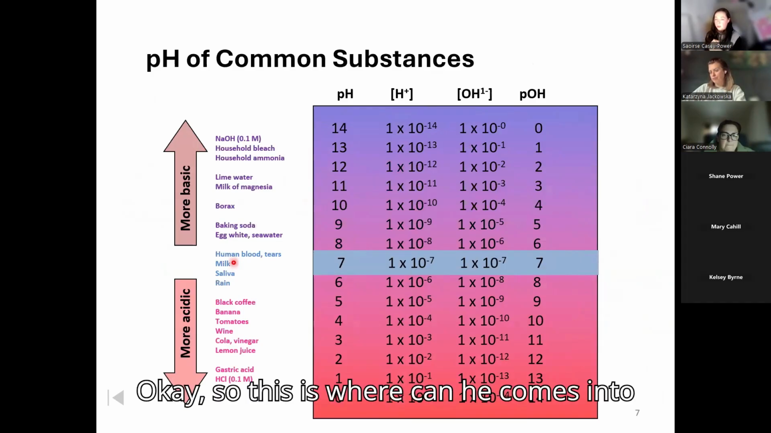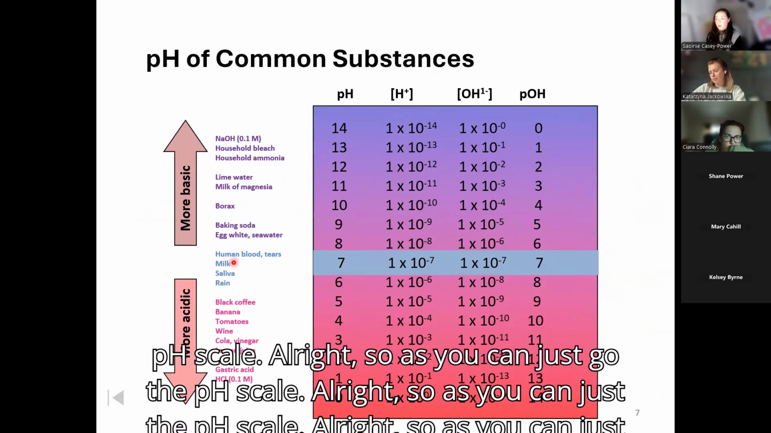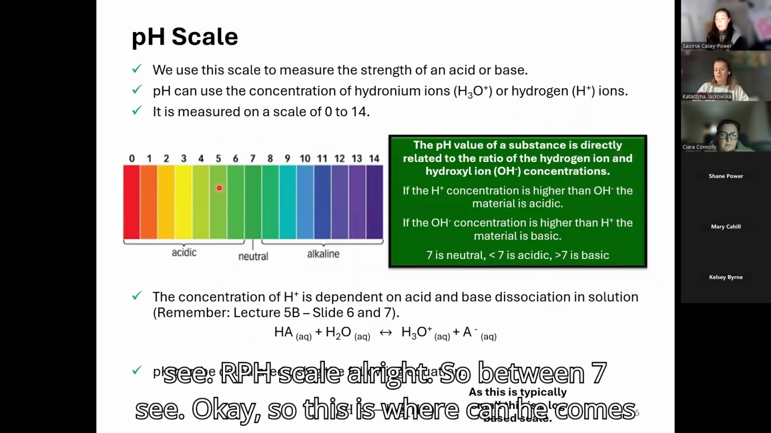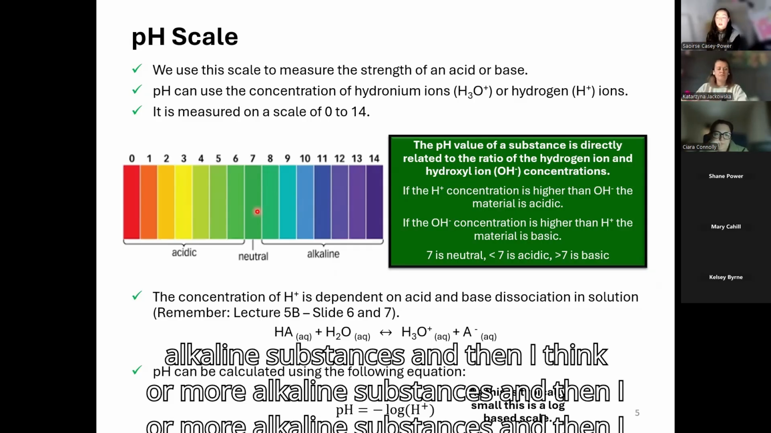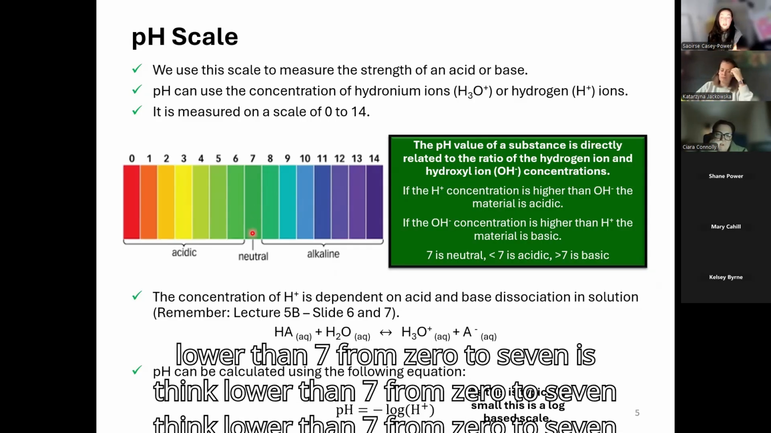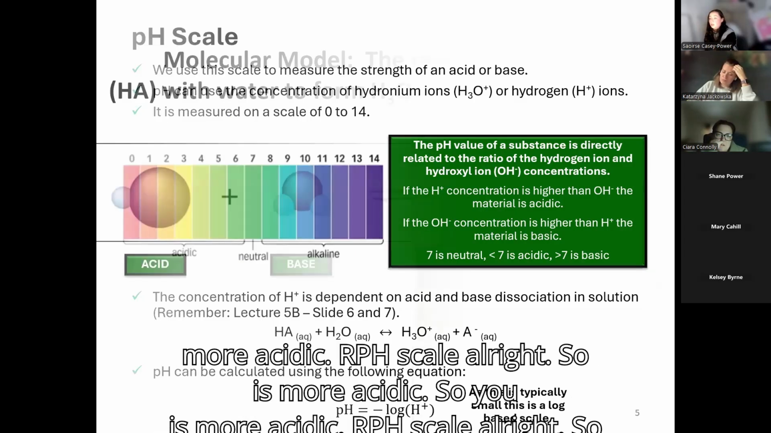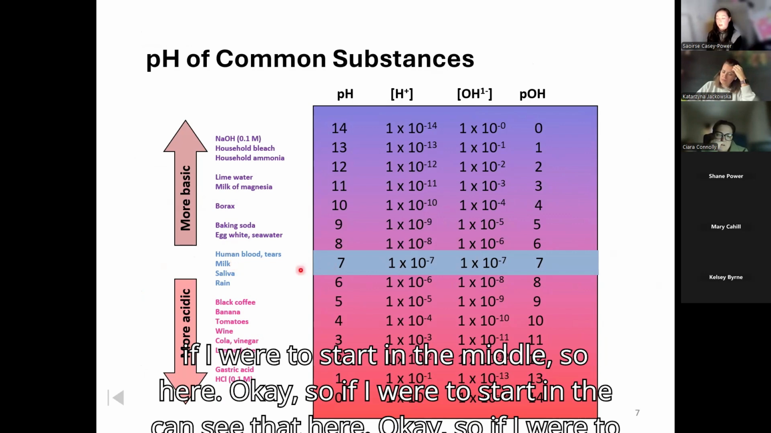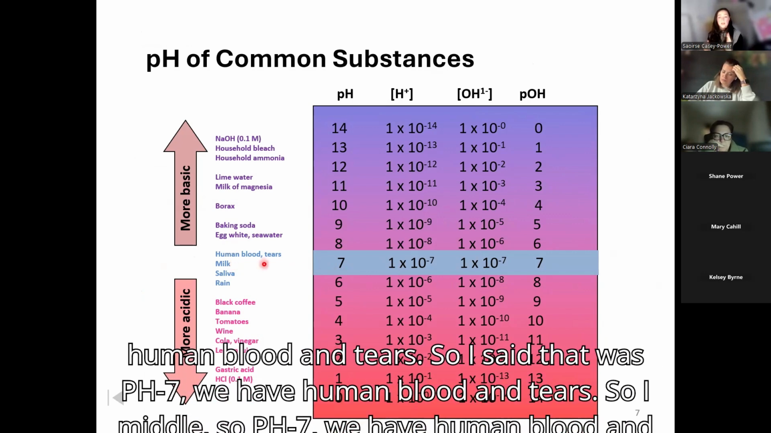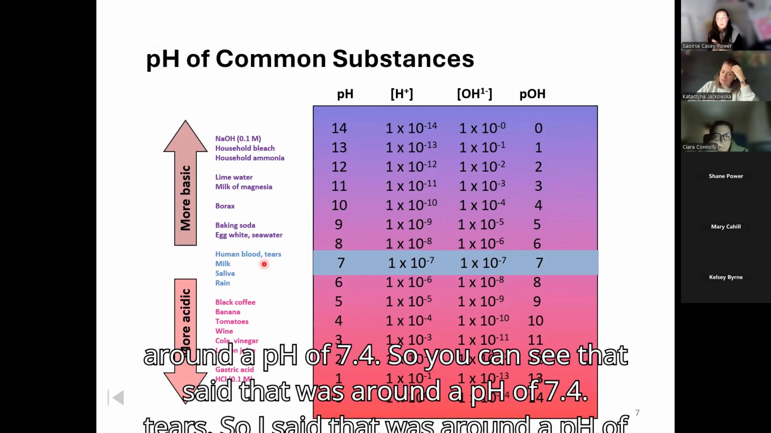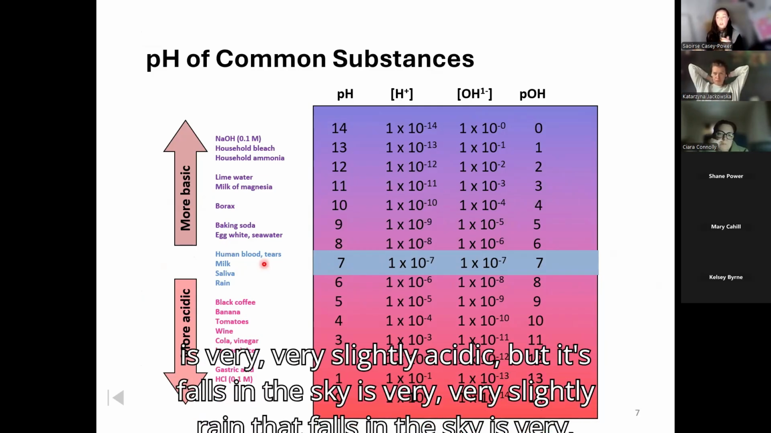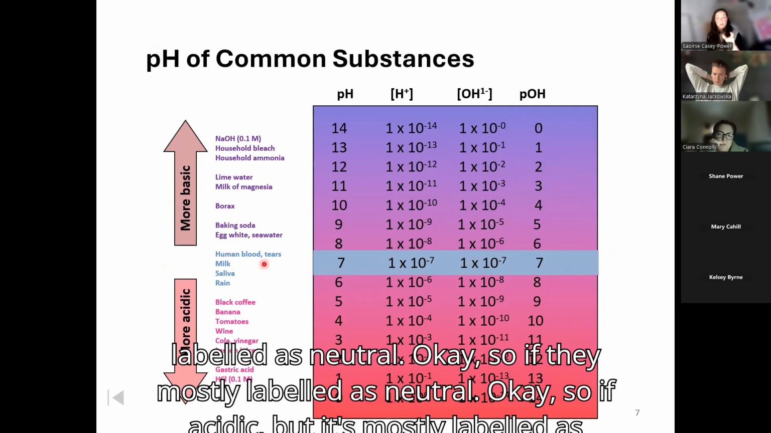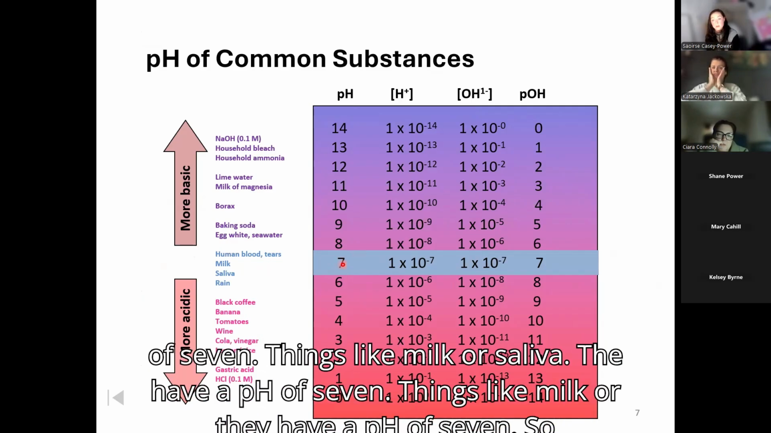This is where you can see the application of the pH scale. I'll just go back here for a second. As you can see on our pH scale, between 7 and 14 are the more basic or more alkaline substances, and anything lower than 7, from 0 to 7, is more acidic. If I start in the middle, at pH 7, we have human blood and tears. I said that was around a pH of 7.4. Things like milk, our saliva, and the rain that falls from the sky, which is very slightly acidic but mostly labeled as neutral, have a pH of 7.